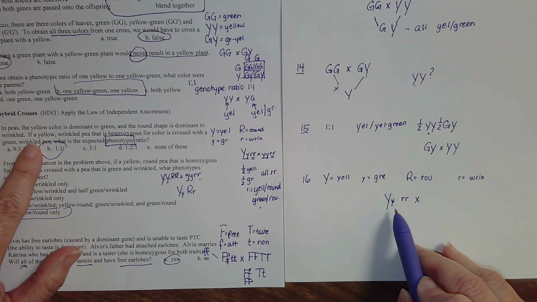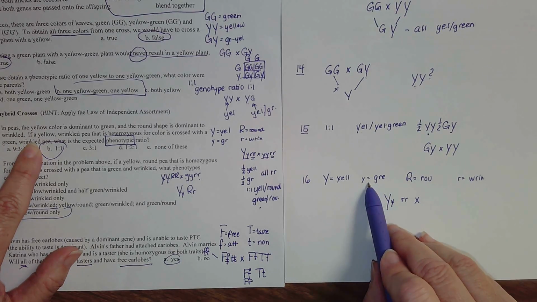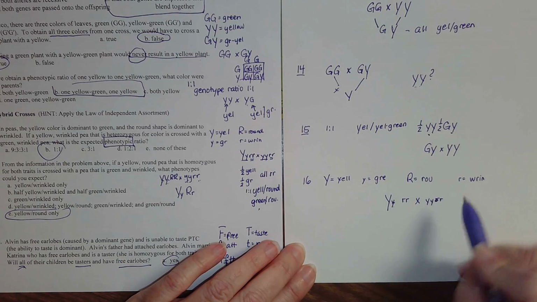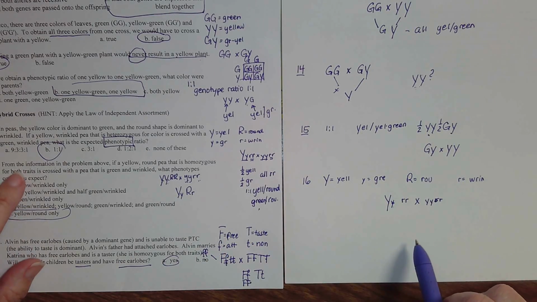Is crossed with a green wrinkled P. The only way you can be green wrinkled is all little letters. So y, y, oops, r, r. All right?